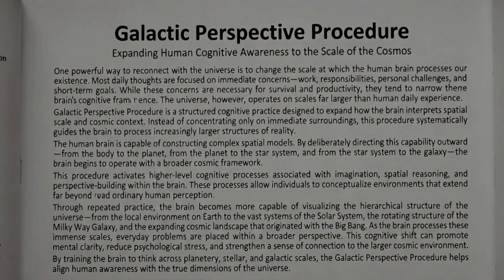As the brain processes these immense scales, everyday problems are placed within a broader perspective. This cognitive shift can promote mental clarity, reduce psychological stress, and strengthen a sense of connection to the larger cosmic environment. By training the brain to think across planetary, stellar, and galactic scales, the Galactic Perspective Procedure helps align human awareness with the true dimensions of the universe.